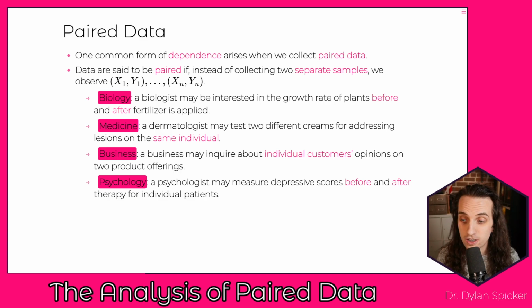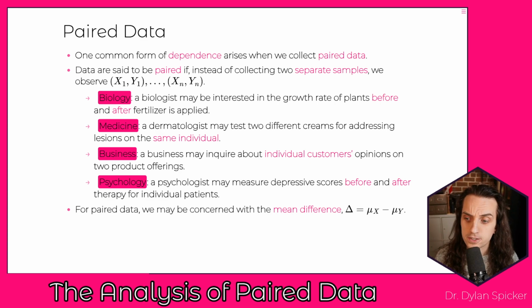In a psychology context, we might think about measuring depressive scores before and after therapy for individual patients. And so again, we have a before and after. The same individual is being measured before, and then they're being measured after. So those are going to be innately paired, where that pairing is occurring within the individual.